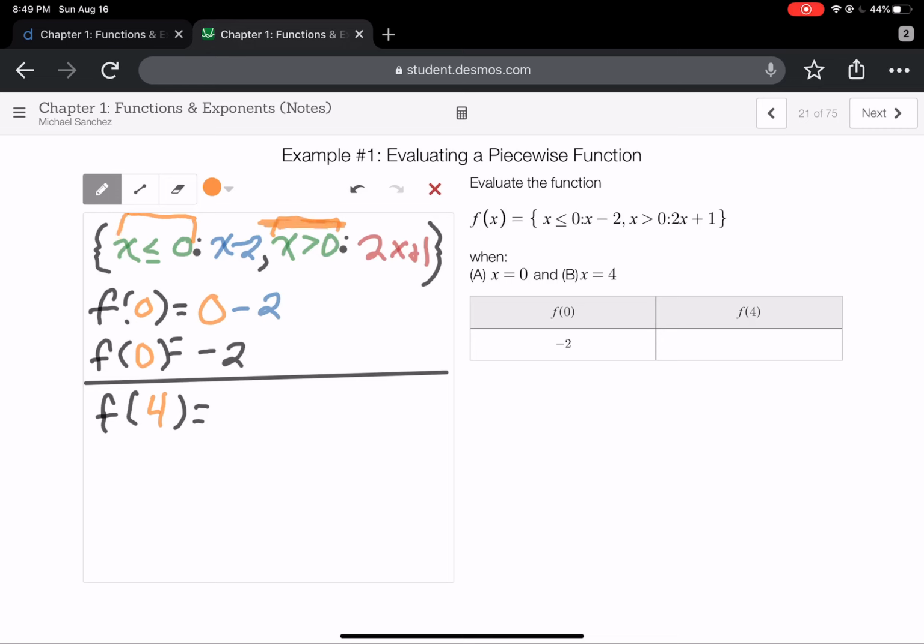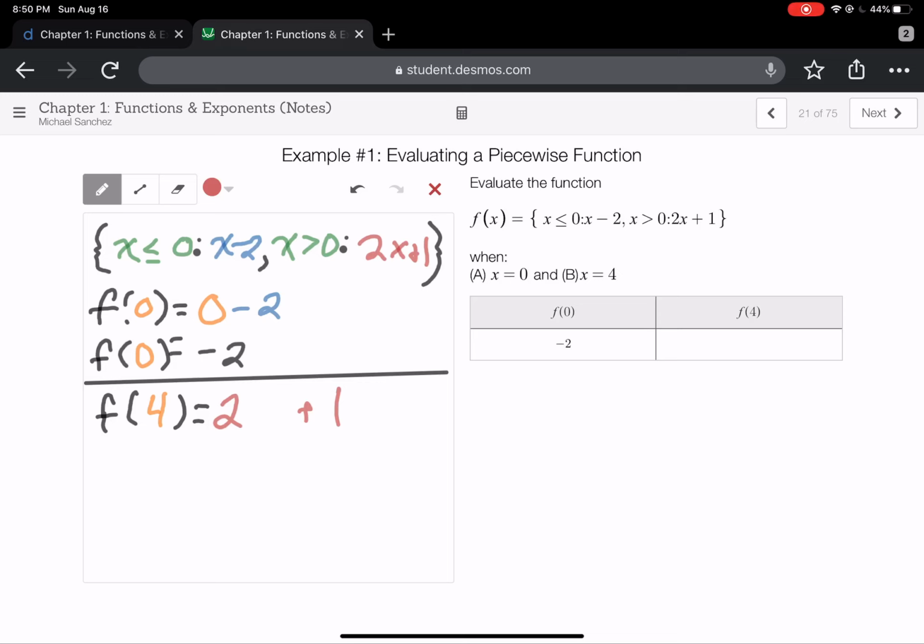So is 4 greater than 0? Okay, it looks like it is. 4 is greater than 0, more than 0. So we're going to use the second piece of our function. So we're going to use 2x plus 1.